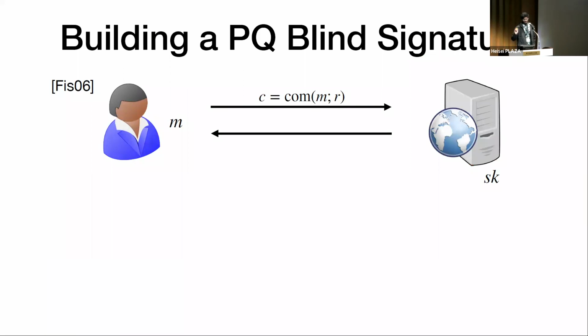Let's say generically, right? This was an approach started by Fischlin in 2006. And let's say now Alice has her message, right? So what she's going to do is create a commitment to her message, and she's going to send this to the server. The server is going to sign this. This is not a blind signature. This is just a regular signature. And the server is going to sign this commitment and send this over.